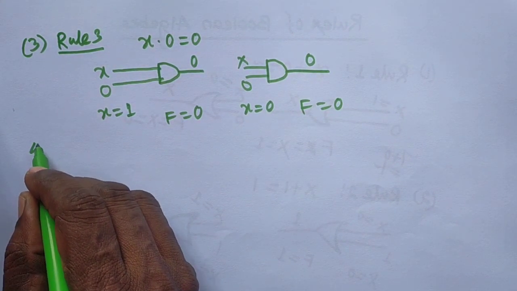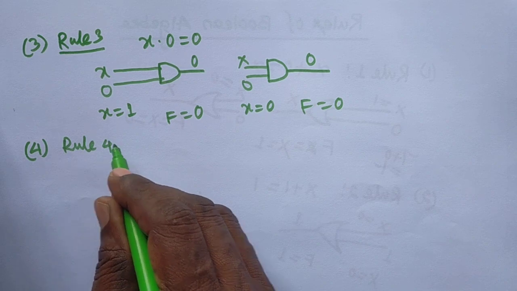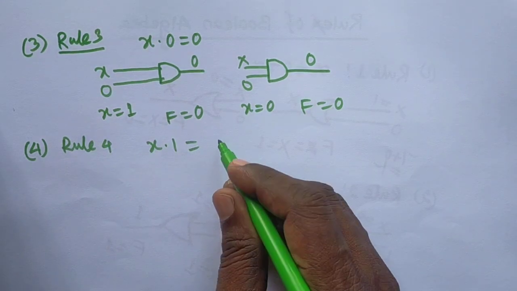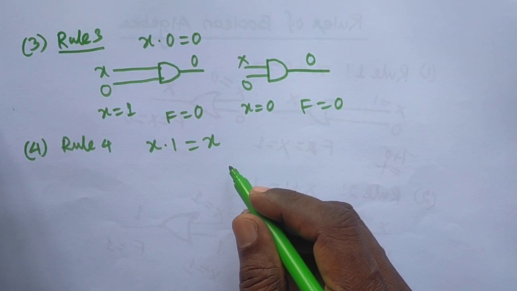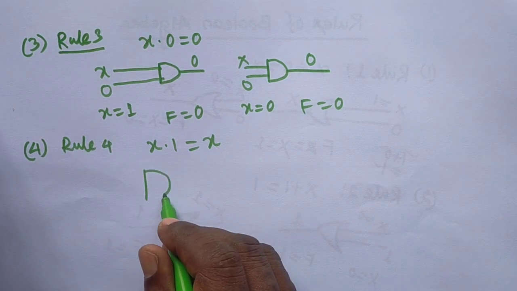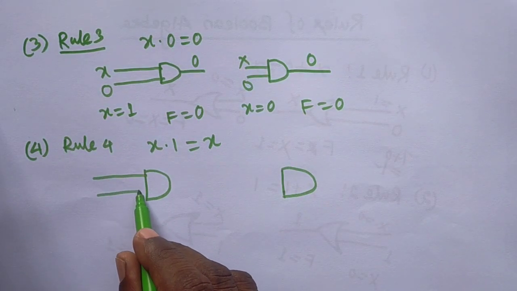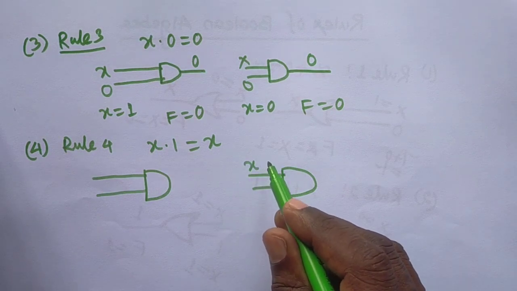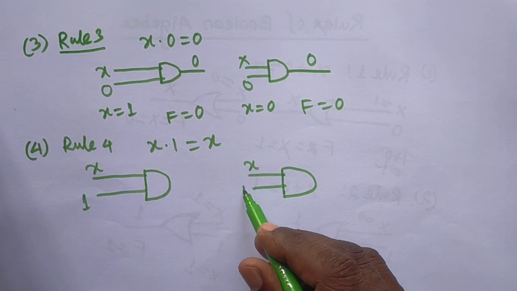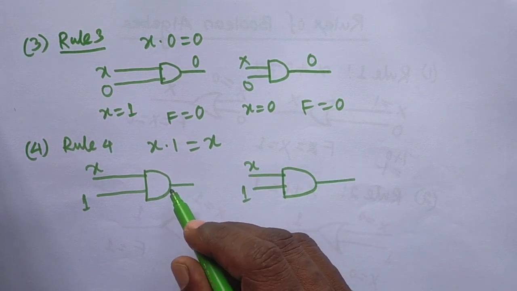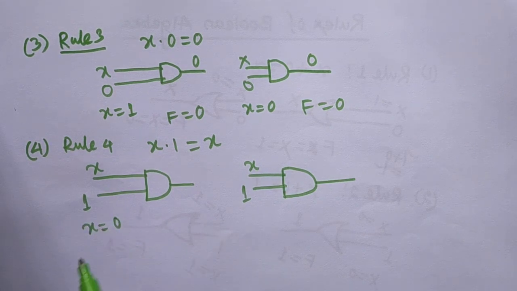Similarly, another rule is x dot 1 is equal to x. We test it using that AND operator. Very simply, one AND operator, and we consider two times, because we test the different values of x. For that reason, we consider the value of x two times. Here is x, here is 1, another is 1. Now test it. If x dot 1, now consider x as 0, for example.